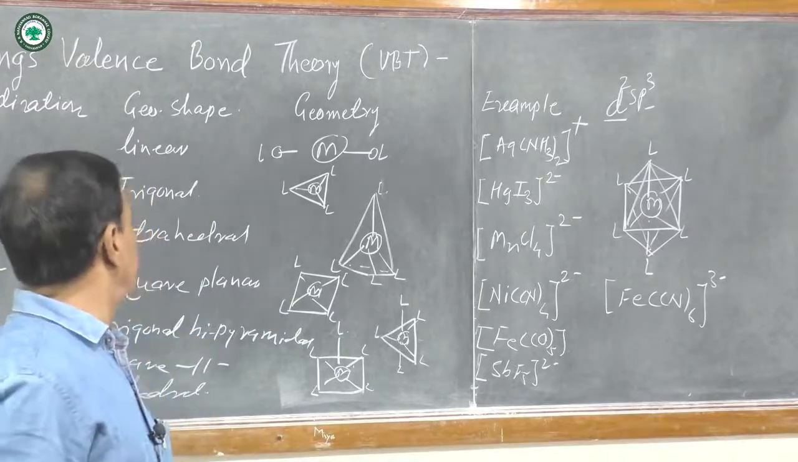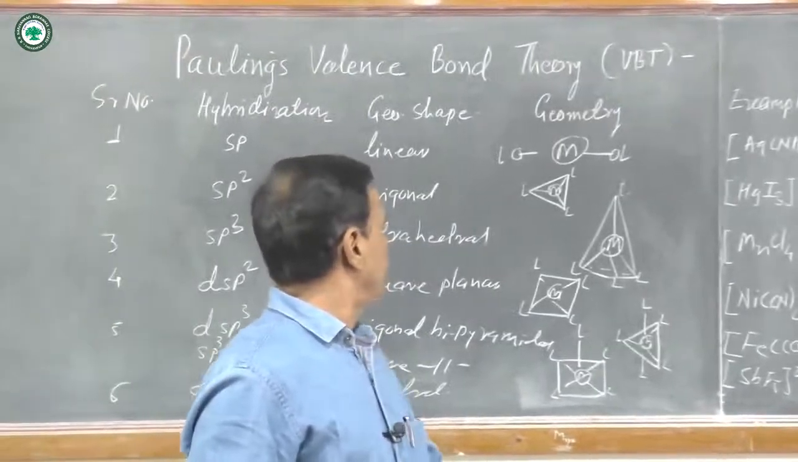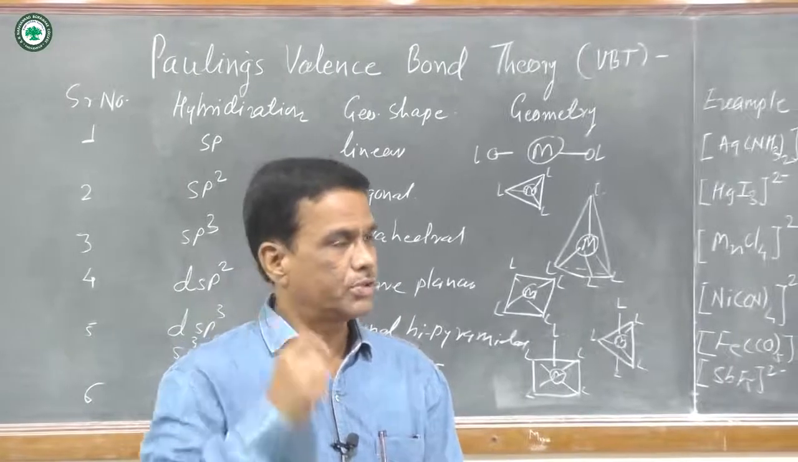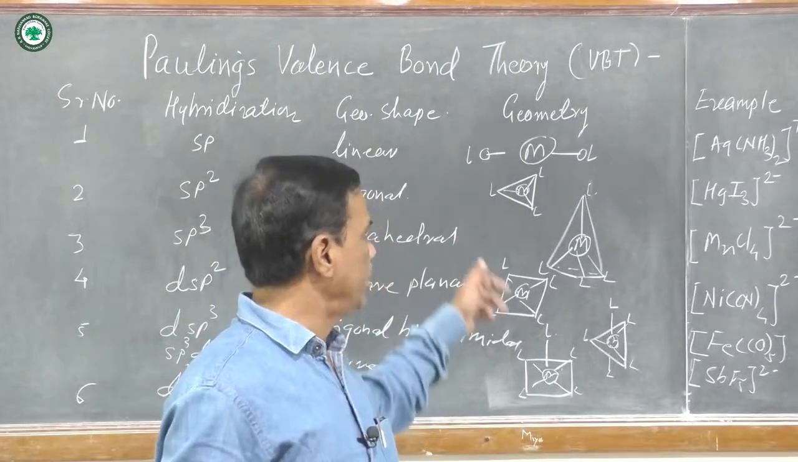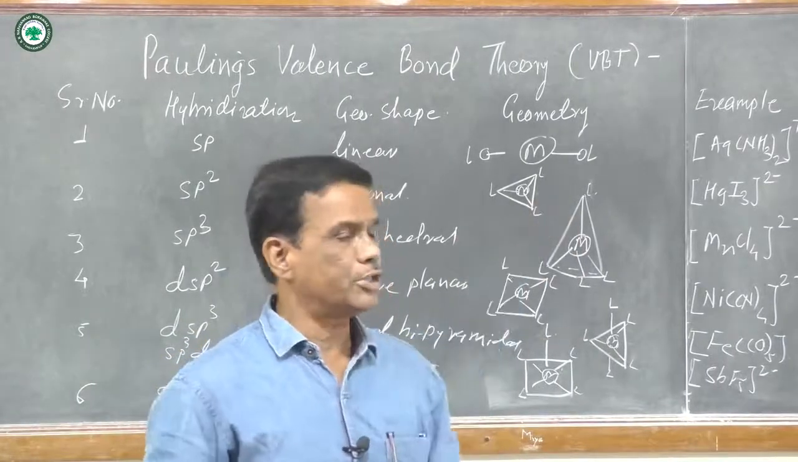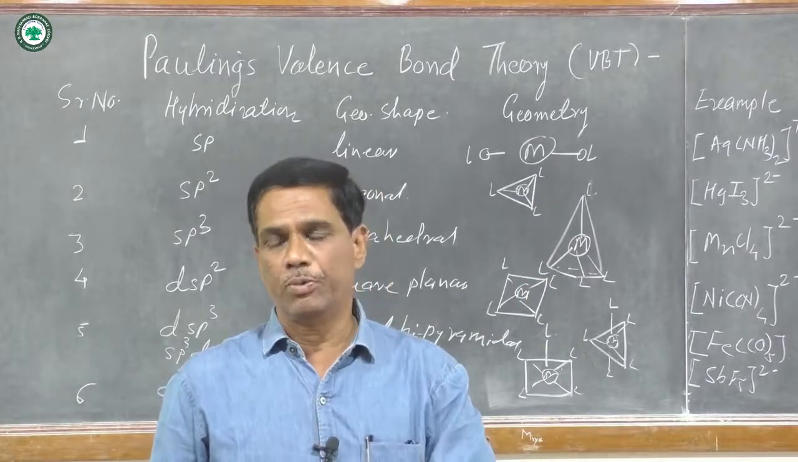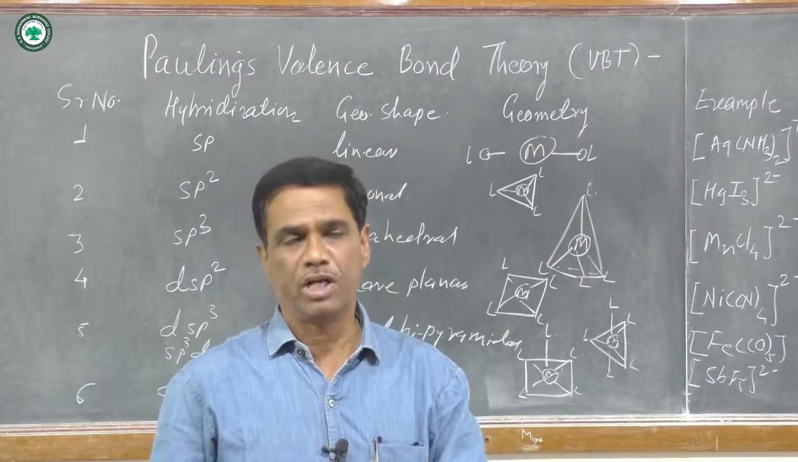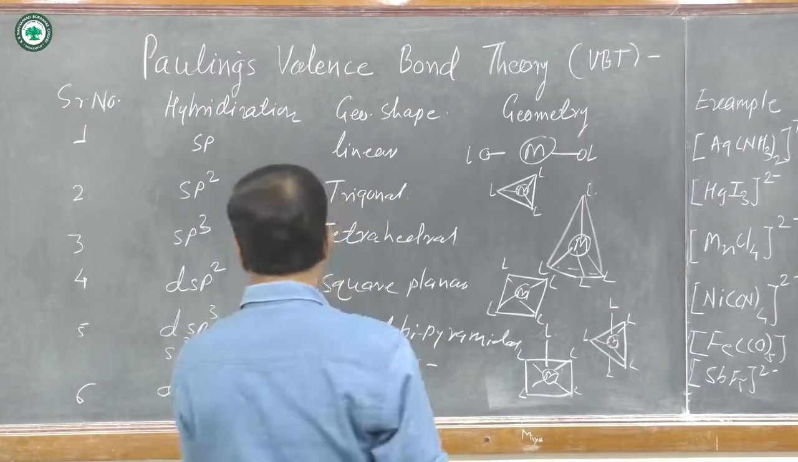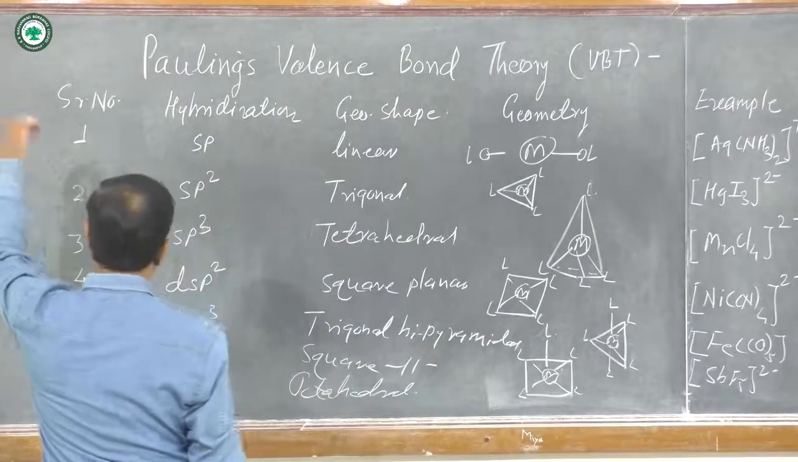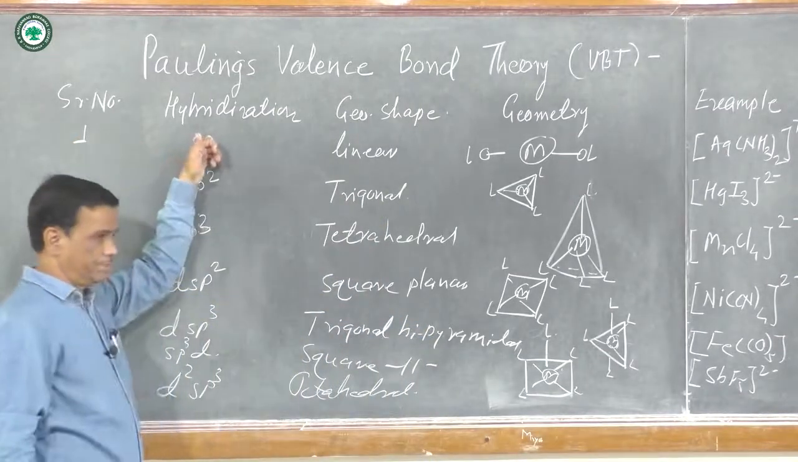Then their arrangements means geometrical shapes, the actual geometry of those molecules, and these are the respective examples of various types of coordination compounds. See again, here number 1 is sp hybridization.